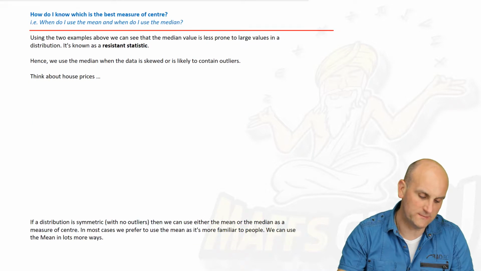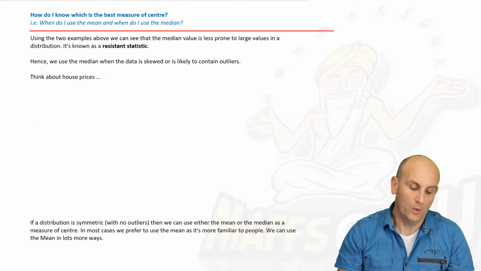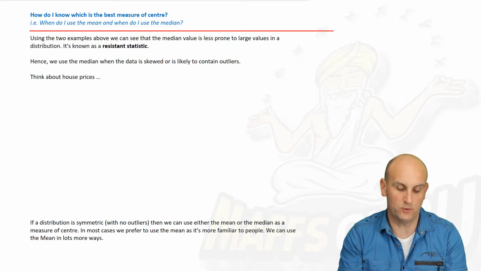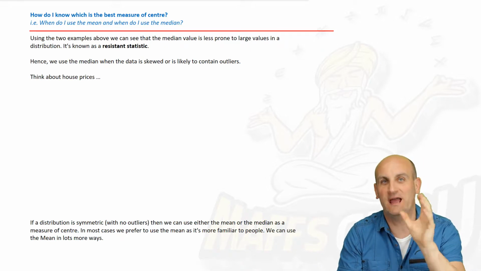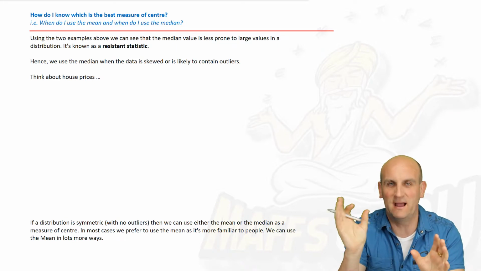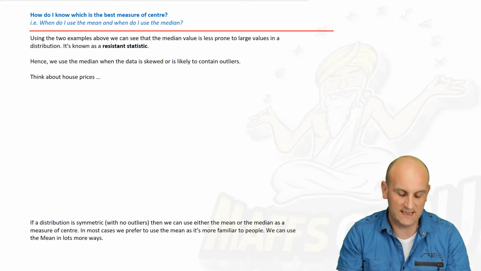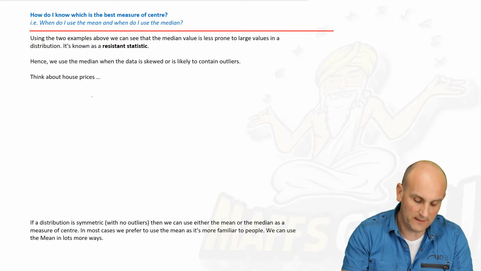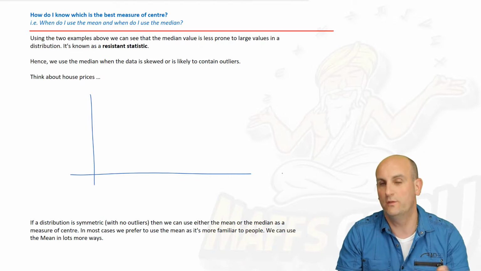When do I know which is the best one? Well, I've pretty much just said that. Yep. The median is what we call a resistant statistic, right? A resistant statistic. Why is it resistant? Because when I have outliers on the end, it's no big deal. It doesn't get massively affected by outliers. That's the median. But the mean, wow, the mean gets massively affected. Look at house prices. Which would you use there? Would you use the median or the mean?